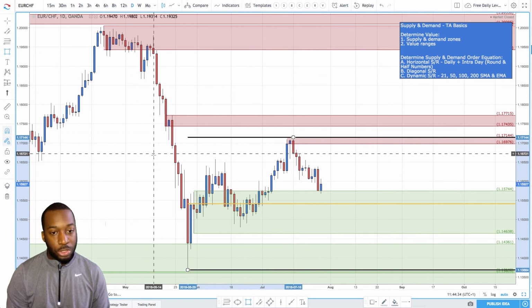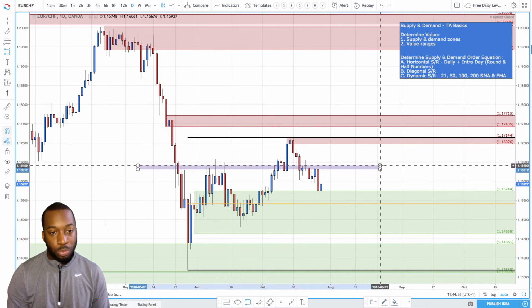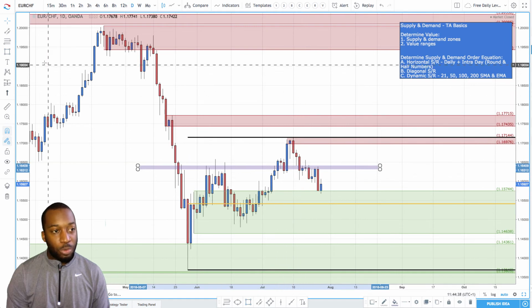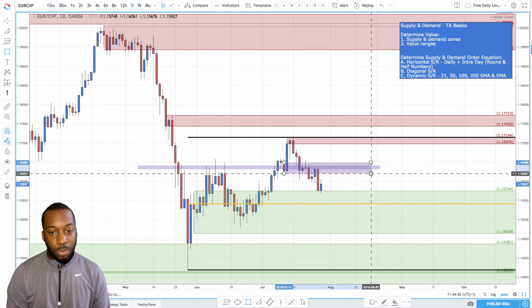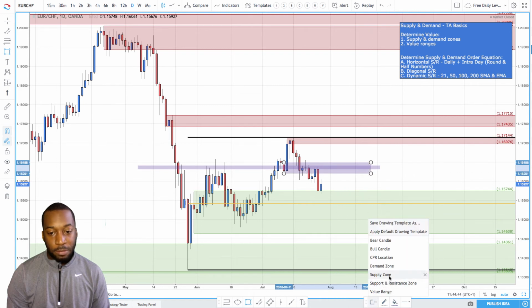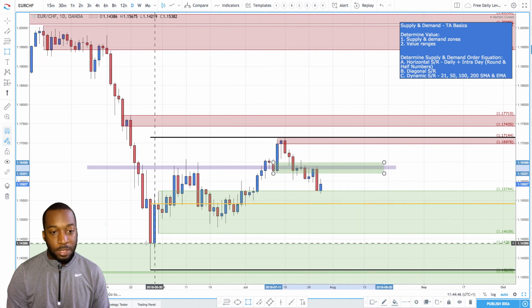even though there was a horizontal support and resistance there in alignment with that supply and demand zone, so it wasn't necessarily a bad trade, but from a value perspective, right, from a value perspective, this overall range here wasn't fantastic.